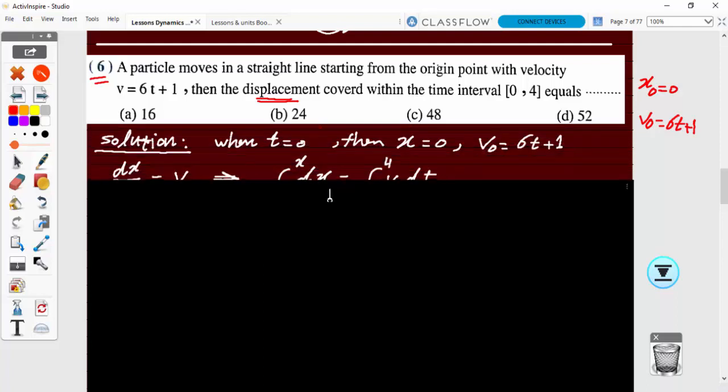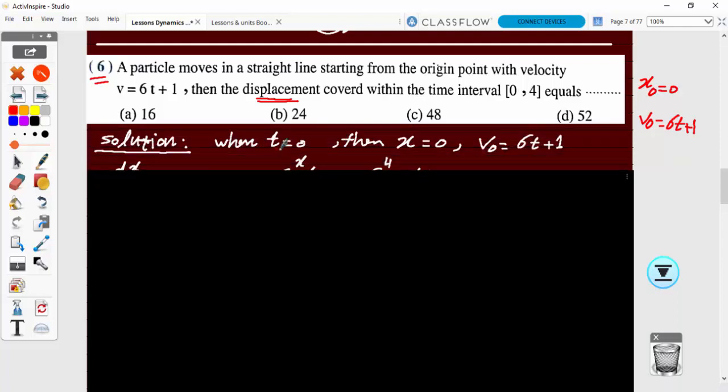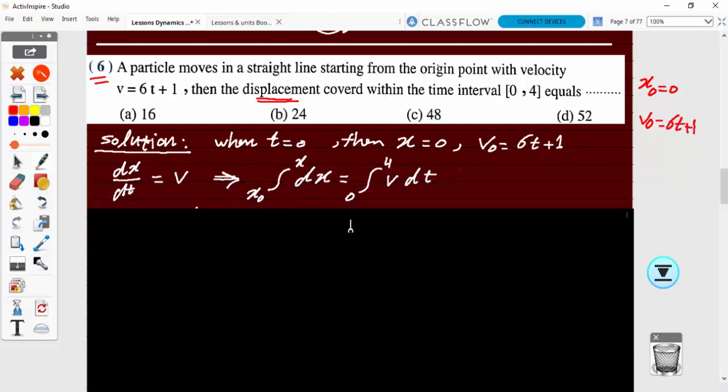We know that here, first we must write the primary conditions. When t equals 0, x equals 0, and v equals 6t plus 1. So dx/dt equals v. Using integration, on the left hand side with respect to x, and on the right hand side with respect to t. So the integral from x naught to x of dx equals the integral from 0 to 4. Here is the interval from 0 to 4. We write 0 to 4 of v dt.